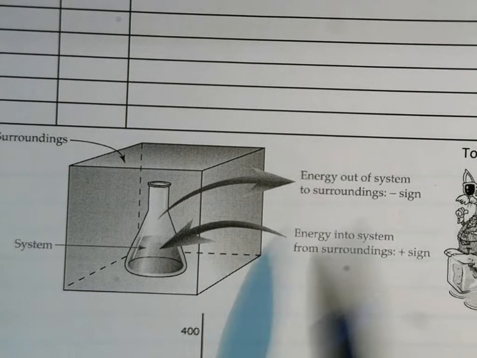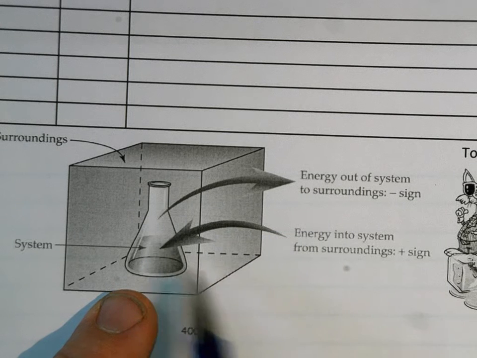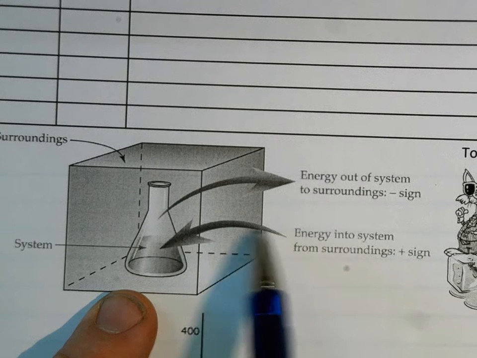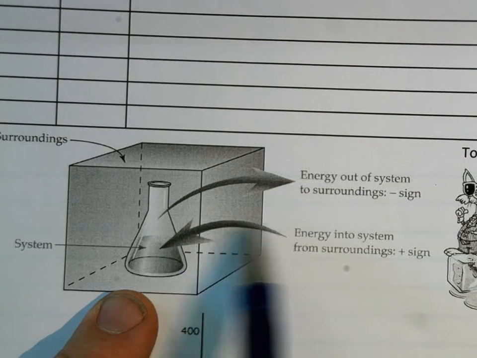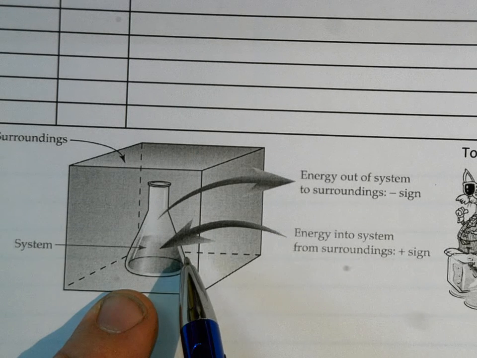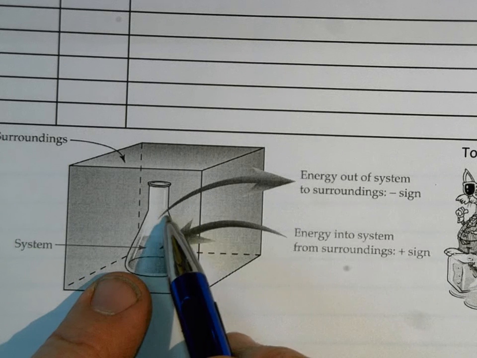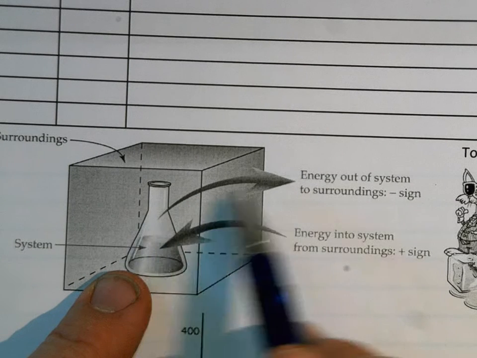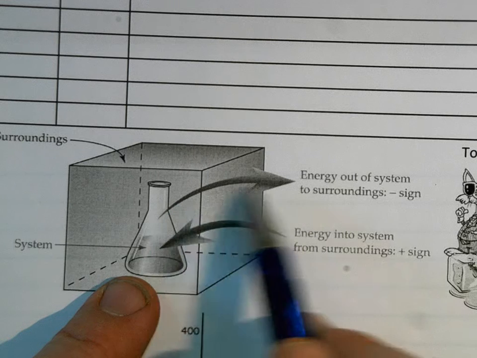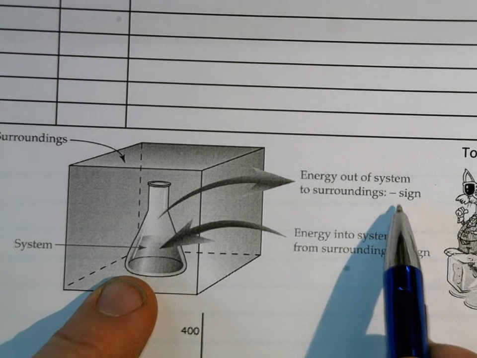Any energy we put into this is going to be positive energy, because we're adding energy into the system. Energy entering is endothermic. If we remove energy from the system, if energy is exiting the system, that's exothermic. Since we're removing energy, that's a negative operation, so you're going to have a negative sign.